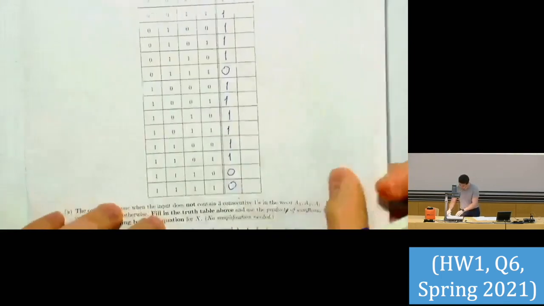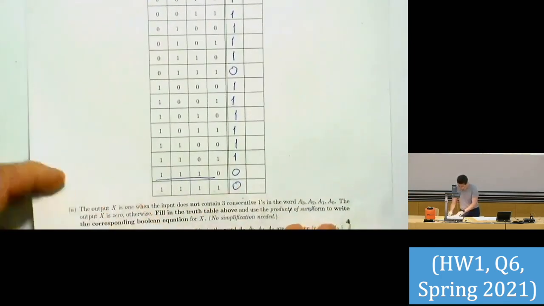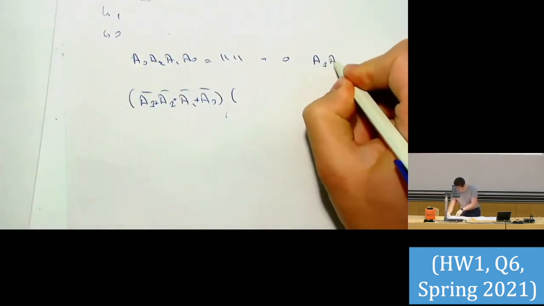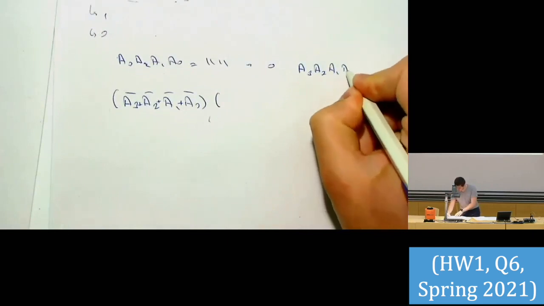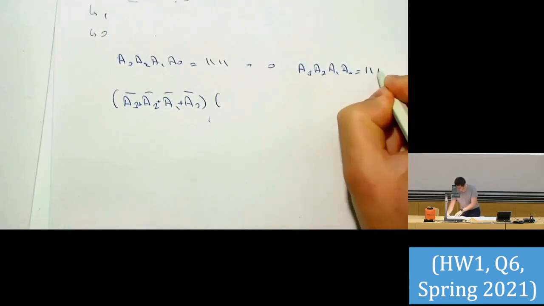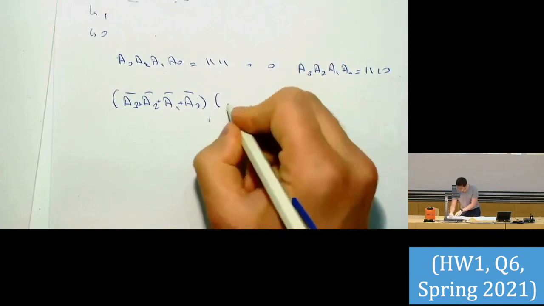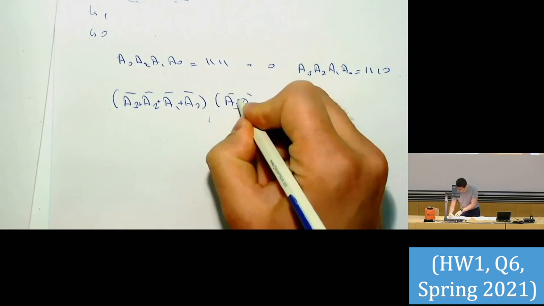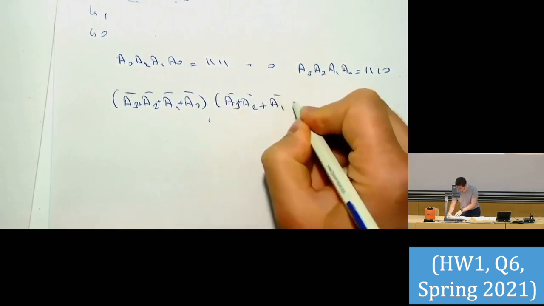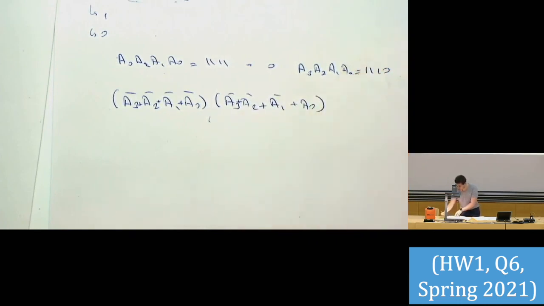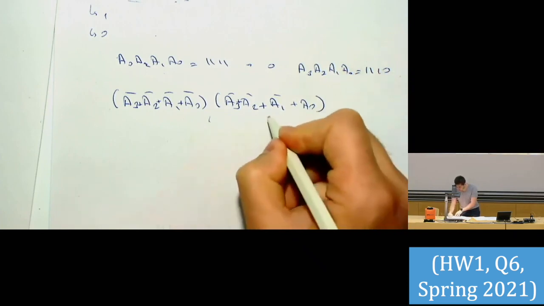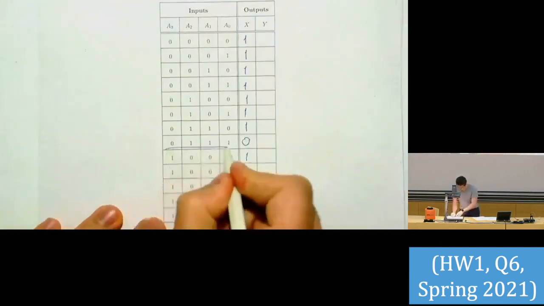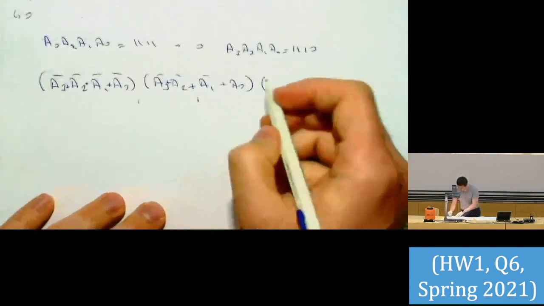Another term will be for this. What it is basically, A3, A2, A1, and A0 is 1, 1, 1, 0. So how can I write it in a term is basically A3 not, A2 not, OR A1 not, and A0. So if you put 1110 here, then this will become zero. And the last one is basically that one. So I'm going to directly write it.